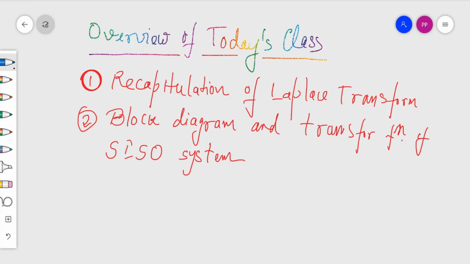Today we are going to recapitulate what we have already learned in the Laplace transform, and then we shall work out the block diagram of a single input single output system and find out its transfer function. So let us start with what we have already learned in the previous classes.